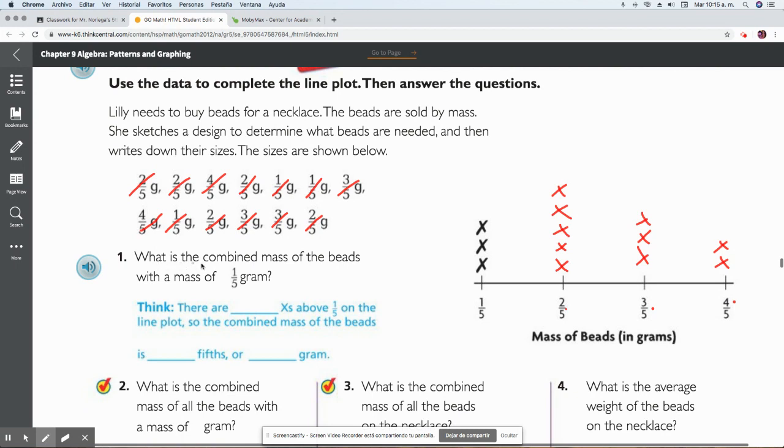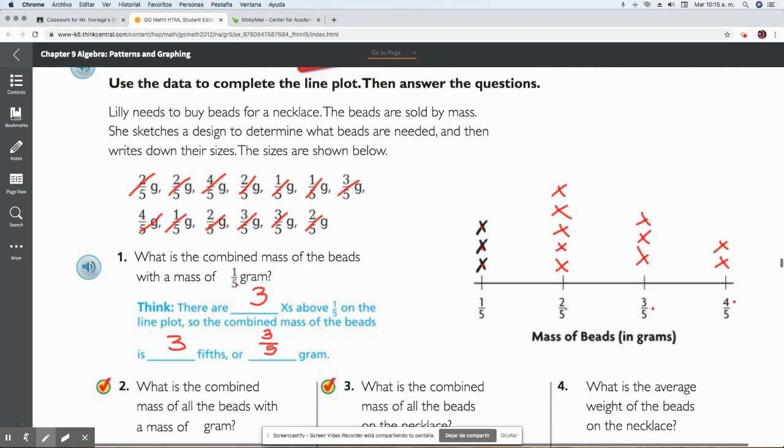First question: what is the combined mass of the beads with a mass of 1/5 gram? There are x's above 1/5 on the line plot. So how many x's are on top of 1/5? 1, 2, 3. Okay, 3. So the combined mass of the beads is 3/5, written as a fraction with 3 as the numerator and 5 as the denominator. So 3/5 gram for 1/5.